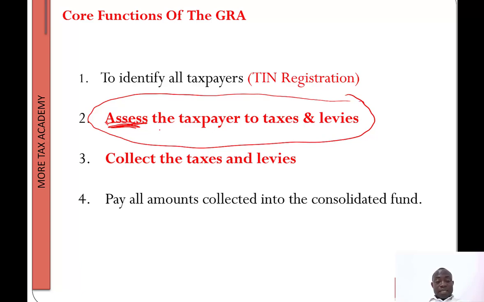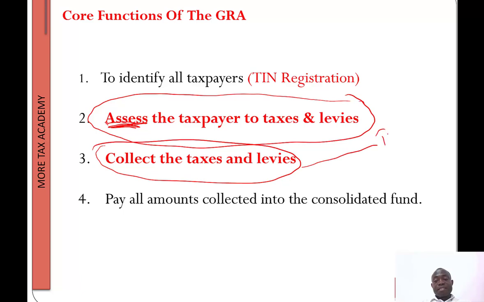So after the assessment, you will notice that we need to collect the taxes. In the collection, it's more about administrative procedures. So we tell them the time of payment of the taxes, and how they should pay it. If they don't pay it, what do we do? Are there penalties that we can impose on them? So these are matters that we will be looking at along the line.